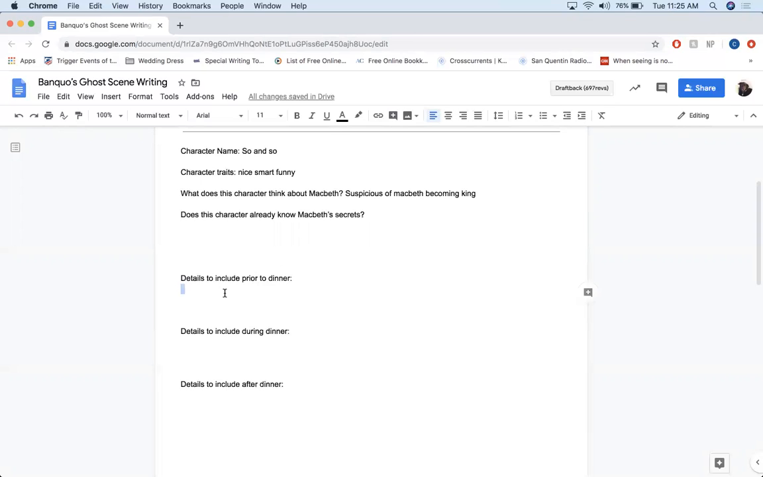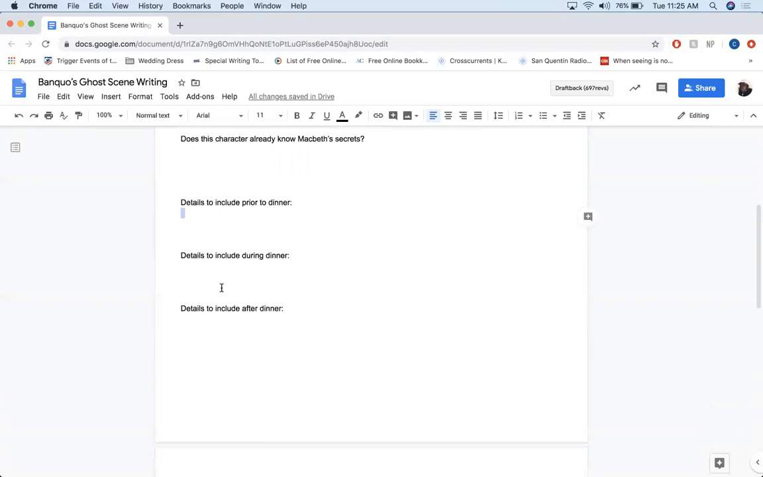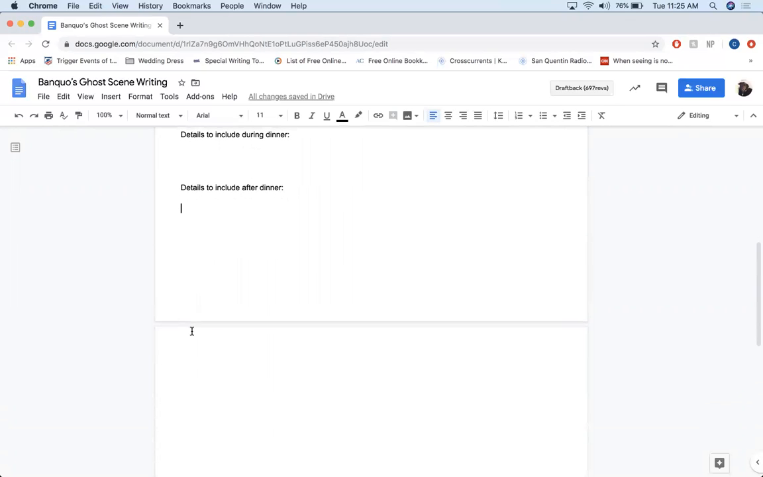Details to include prior to dinner. So this is kind of like the beginning, middle, and end of your story. What's this character up to at the beginning? What's this character up to during the dinner, in the middle? And details to include after dinner. What is this character up to when they're leaving Macbeth's castle? And then you just write it right below here.